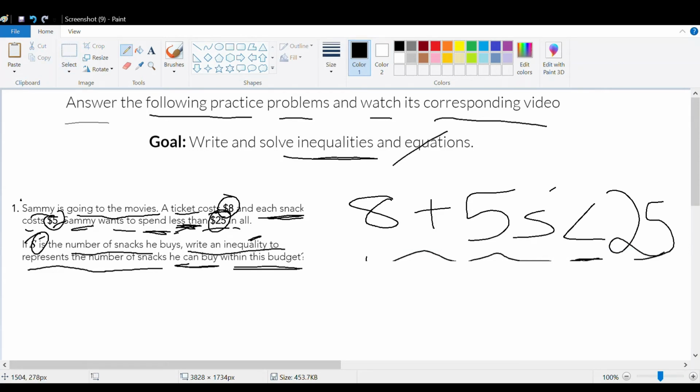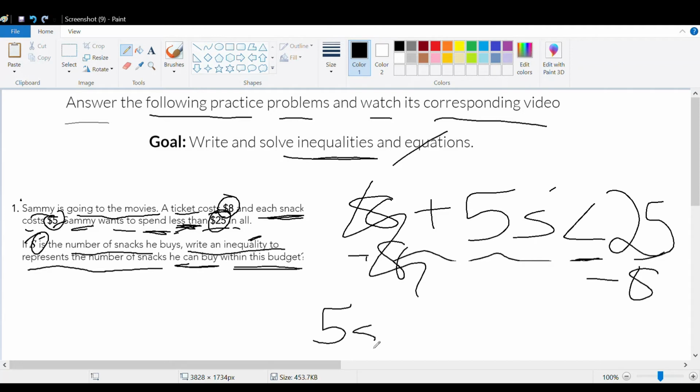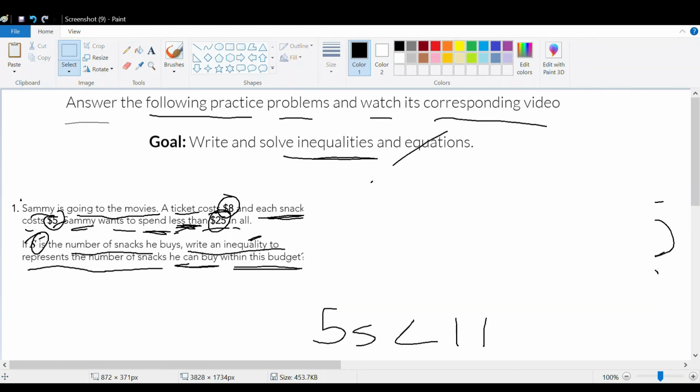What we have to do now is just solve for the missing variable, which is s. Let's start by subtracting the 8 on both sides because we need to isolate the s. That'd be 5s less than 25 minus 8, which is 17. So that is 5s less than 17. And then now let's delete this so we get more space. Now we can write this over here. That'd be 5s less than 17.